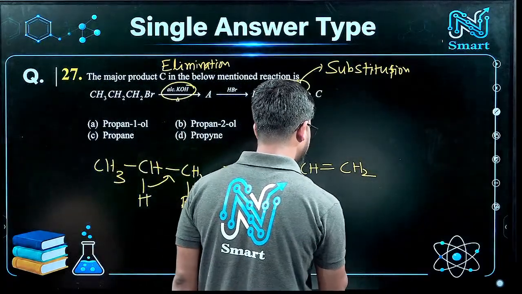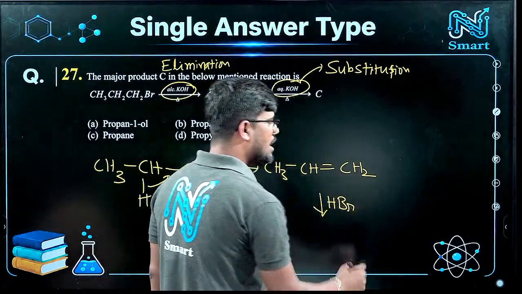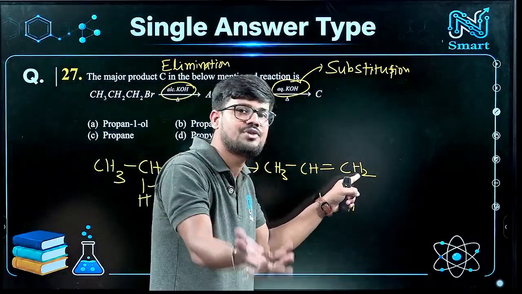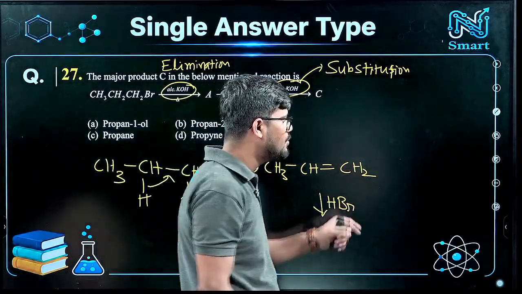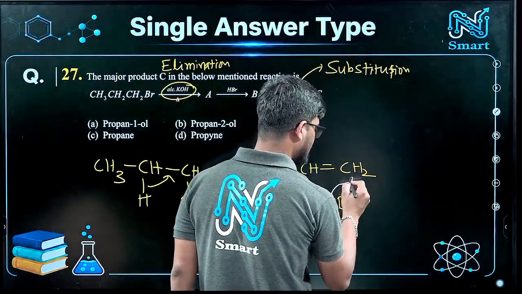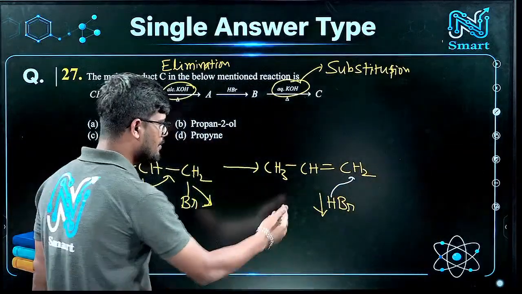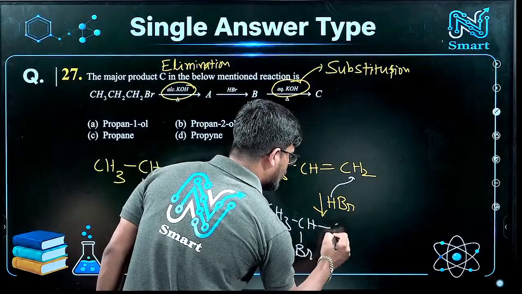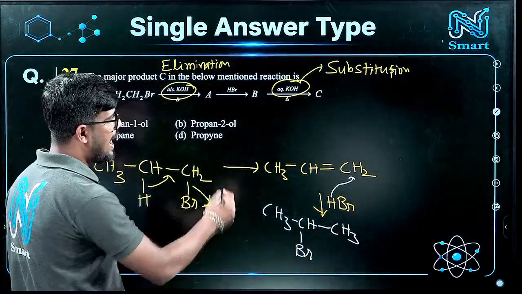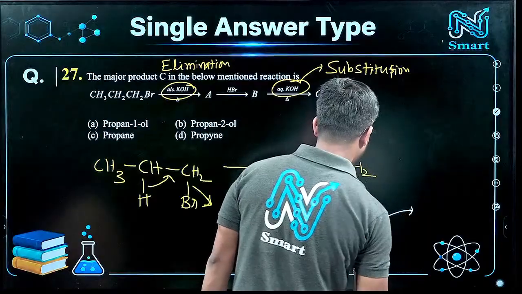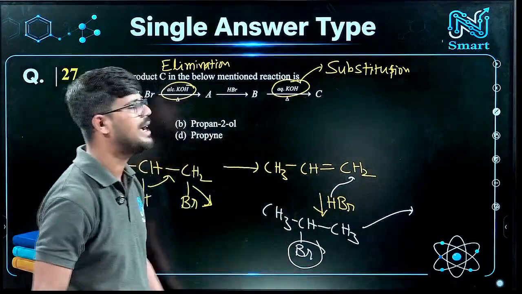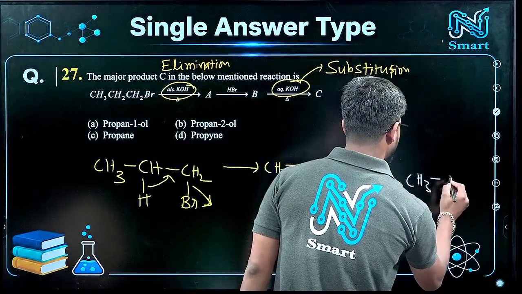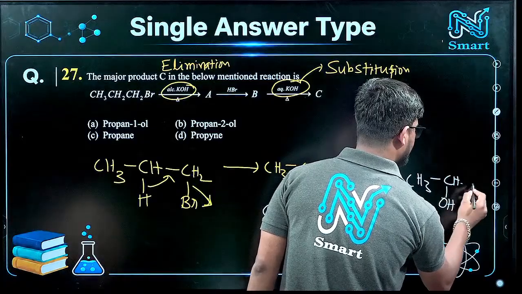HBr we are adding. So HBr adding means Markovnikov rule, rich gets richer, means carbon having more number of hydrogen will get hydrogen again. So this hydrogen will be attached, this hydrogen will be going towards this carbon. This is Markovnikov rule. So we will get CH3 bond CH, Br bond CH3. Next, aqueous KOH. If you give aqueous KOH, then this bromine will be replaced by that OH, means substitution. So you will get CH3 bond CH bond OH and there CH3.